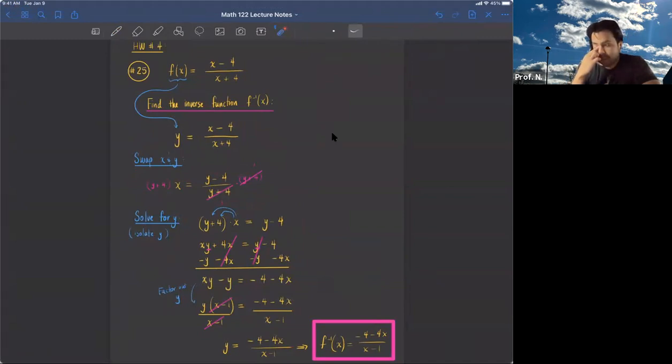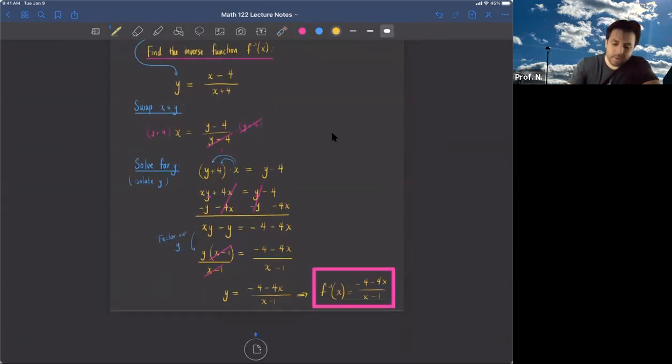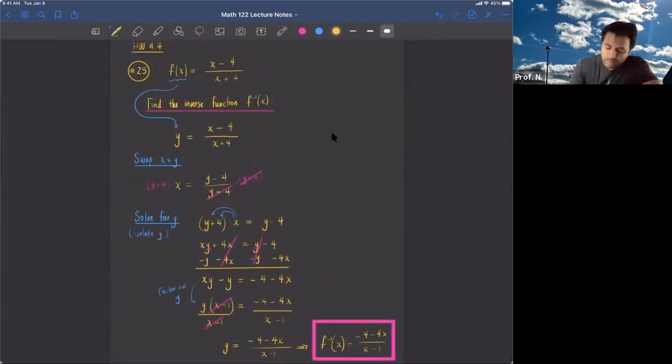Okay, then Chen asks for number 7. So if we're good with this, we can go on to number 7. Can the negative 4 minus 4x be factored? Of course. You can write this if you'd like, right?